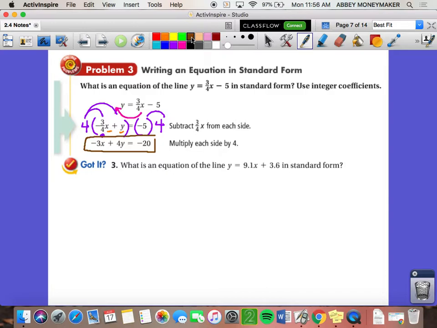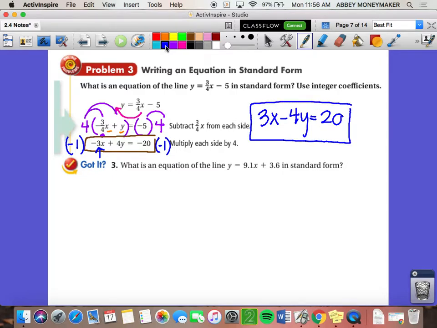Now, again, the textbook does not emphasize this, however, we do here at Bearden. So I need you to make sure that that A value is positive. Well, how do I do that? Well, I'm going to multiply by negative 1 on each side. So my final equation would be 3x minus 4y is equal to 20. This is my standard form of my equation. Okay.